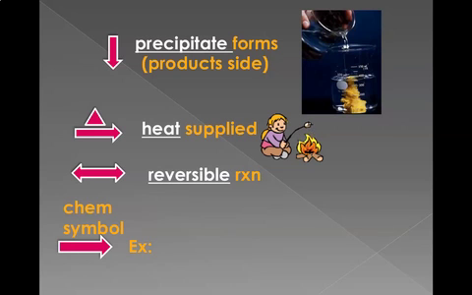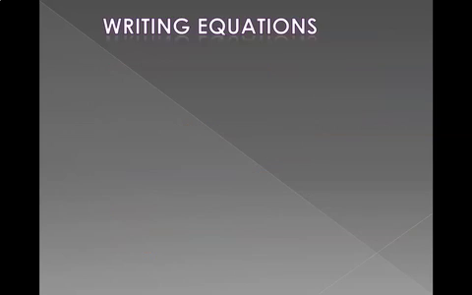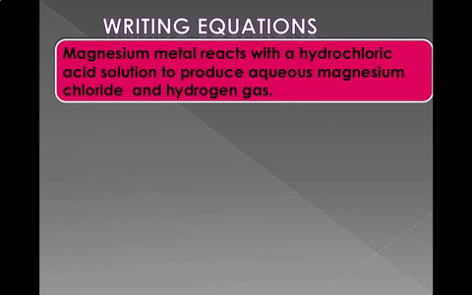If you have the yield sign with a chemical symbol on top, for example Pt, like platinum, that is the catalyst that makes the reaction go. So it's a chemical that helps speed up the reaction without being really used as part of the reaction. So to write equations, we just need to practice this a whole bunch.